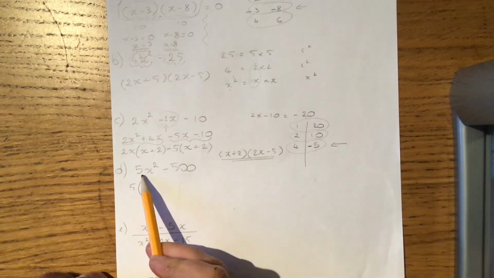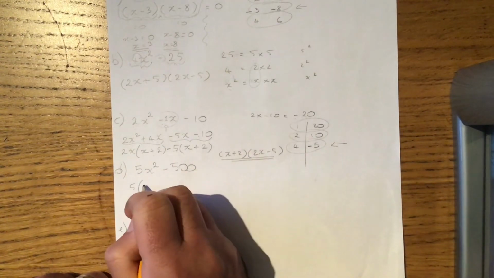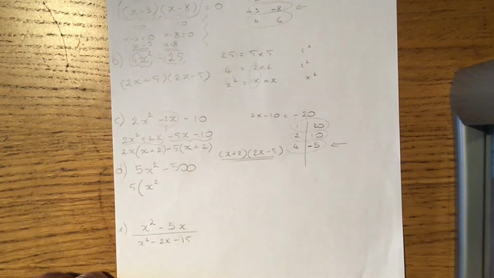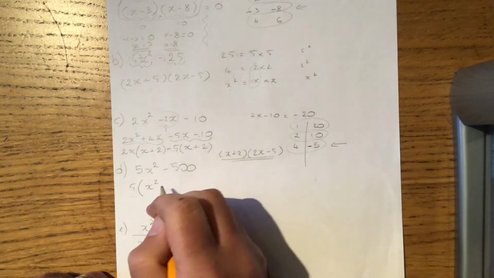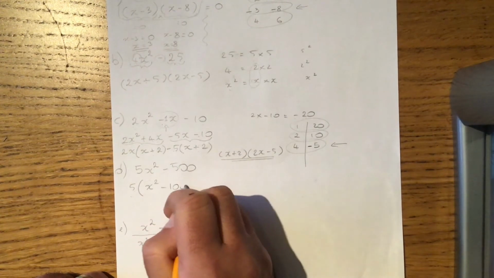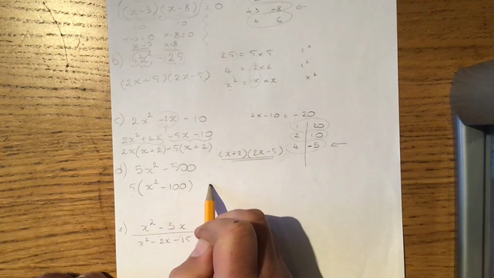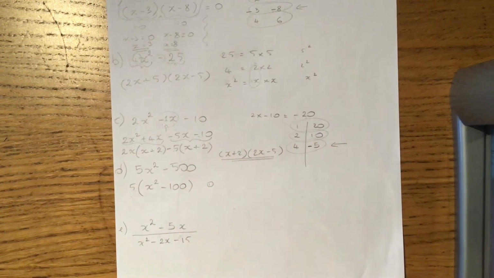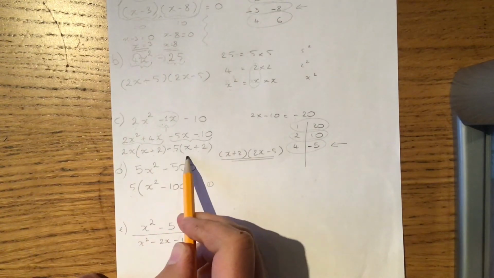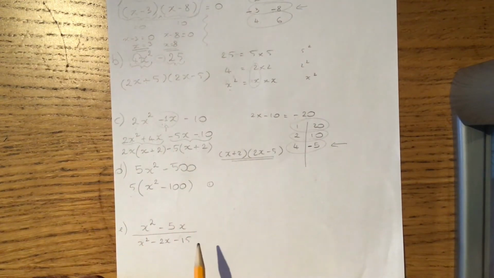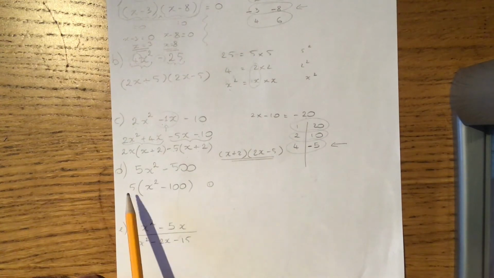5 times what will give you 5x squared? x squared. 5 times what will give you negative 500? Negative 100. So in the exam, talking about exam, this one will be worth 1 mark. Now the second mark will come as, this one would actually say factorize fully, because it's a 2 step question. So one step is getting the common factor.